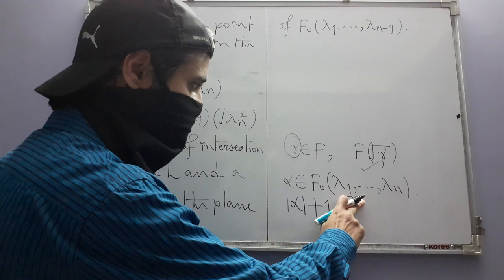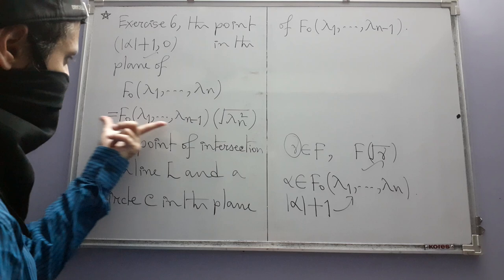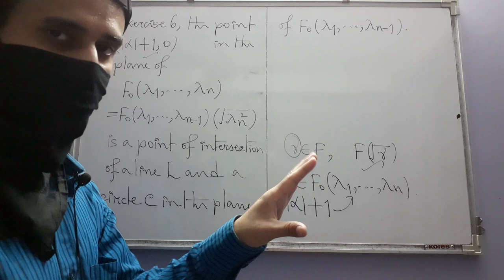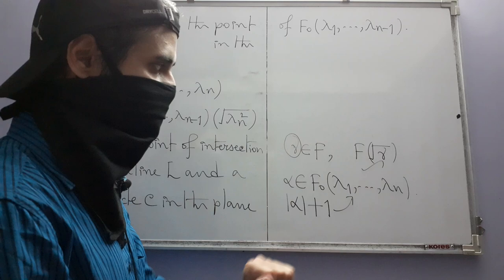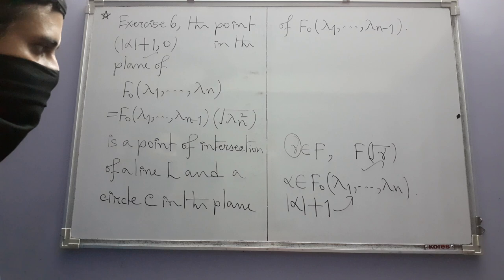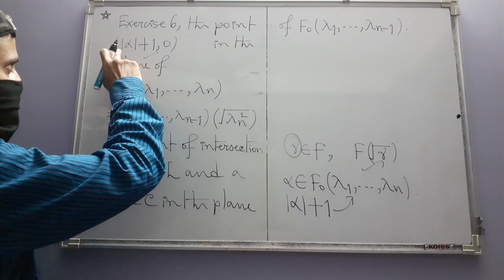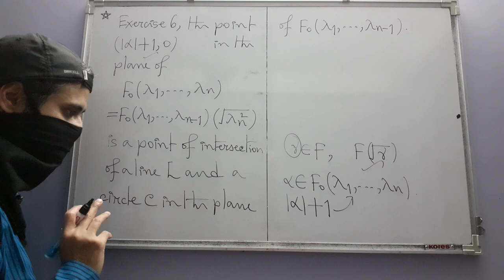But this field can itself be thought of as a field that looks like this, where in place of F, you have this field. The fact that we need these things, we are needing it right here. That's why we chose F to be an arbitrary subfield of the field of real numbers while stating and solving all those previous exercises. Now, in place of F, you have this, and in place of gamma, you have lambda n squared. So by the result of exercise 6, because this point now lies in the plane of this field, it must be a point of intersection of some line L and some circle C in the plane of F. That means in our case, in the plane of that.